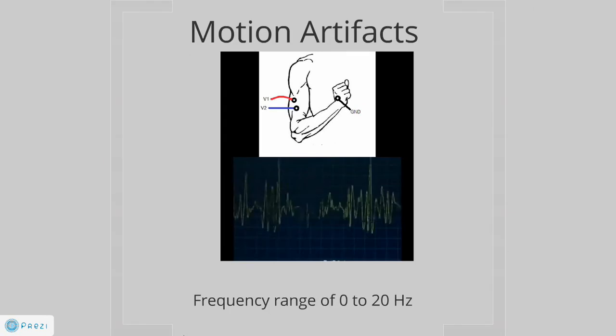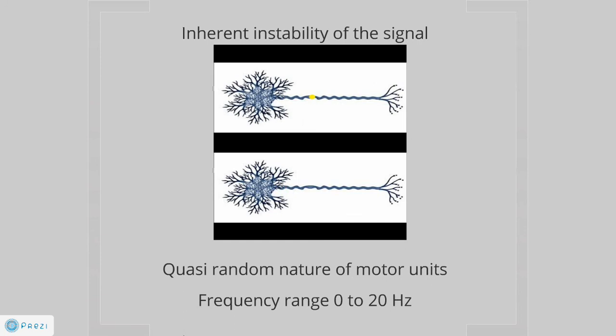The third type of noise is motion artifacts. As you can see in the animation, there are two main sources of motion artifact, and both have an effect on the signal. One is from the movement of the electrode on the skin, and the other from the movement of the cable connecting the electrode to the amplifier. The electrical signals of both noise sources have most of their energy in the frequency range of 0 to 20 Hz.